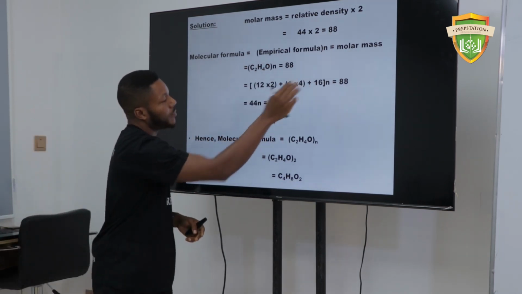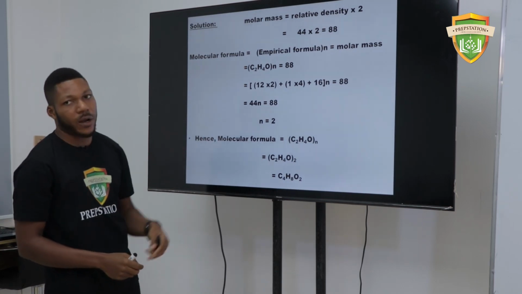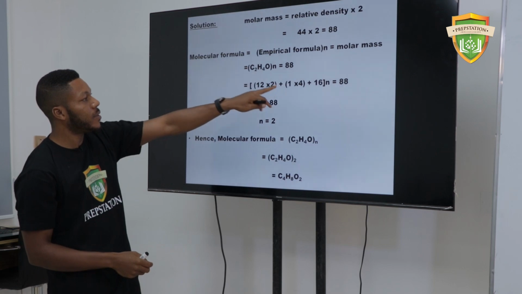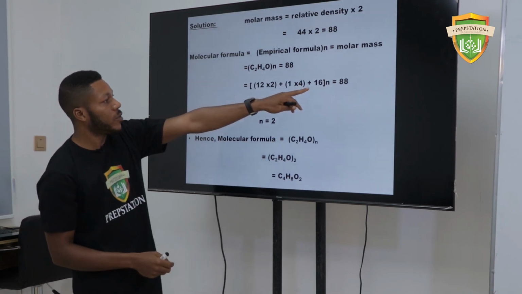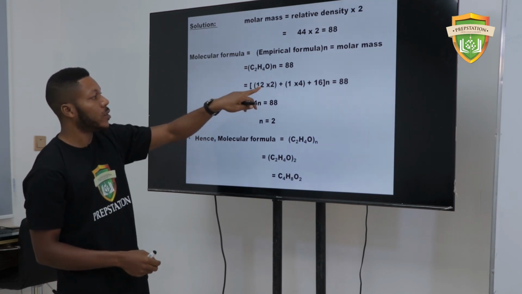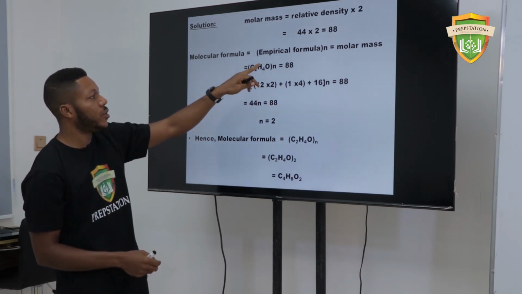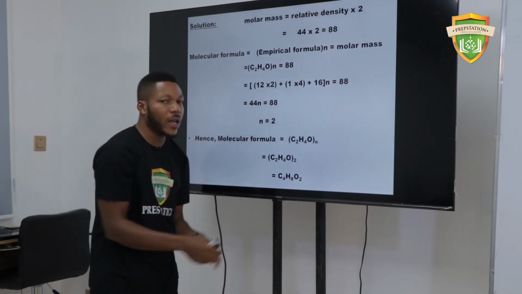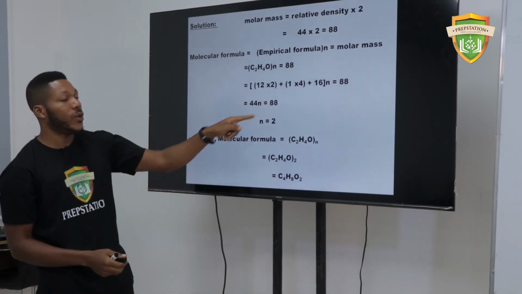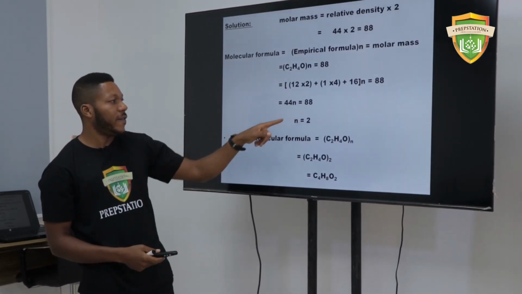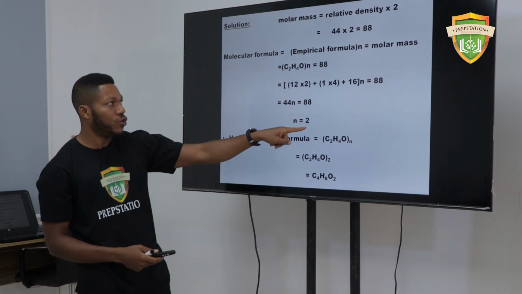Now, expand through and get the molar mass of the empirical formula. So 12 times 2 plus 1 times 4, then plus 16. These are their respective molar weights: 12 for carbon, 1 for hydrogen, then 16 for oxygen. If we sum them together, you have 44n equals 88. Now let's find n. n equals 88 divided by 44. That gives us 2.